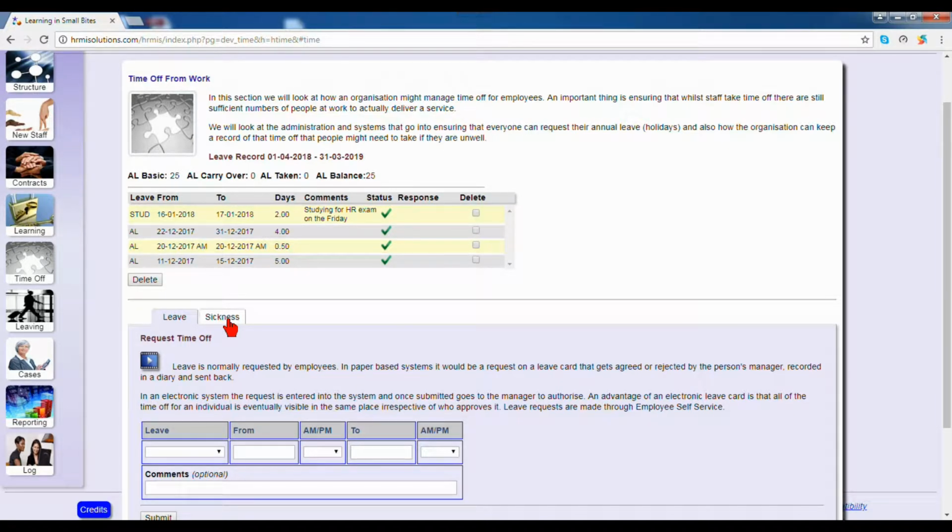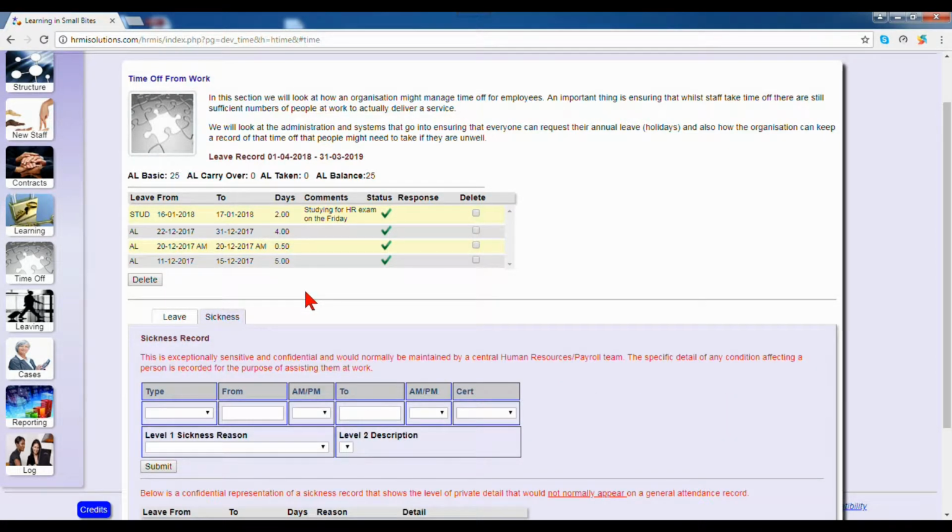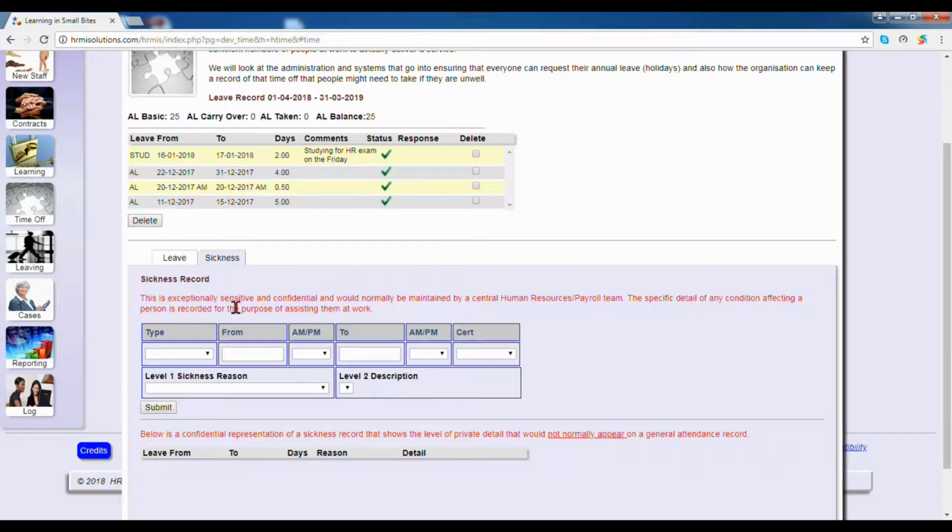It is very important to stress that sickness information can be amongst the most sensitive and personal information that an HR or payroll person will ever have responsibility for. A person's reasons for sickness must be held securely and kept confidential. We record the information on people's reasons for sickness for the purpose of helping them at work.